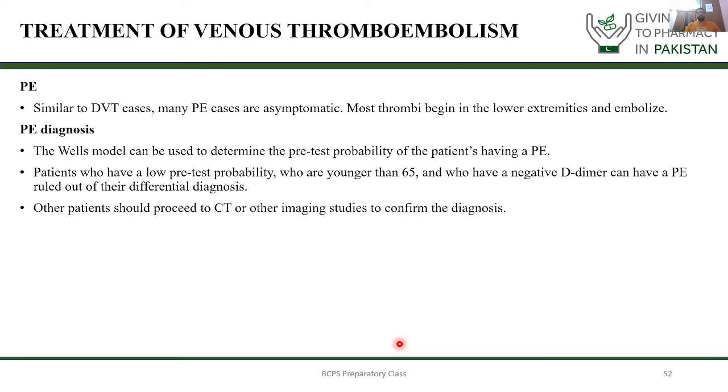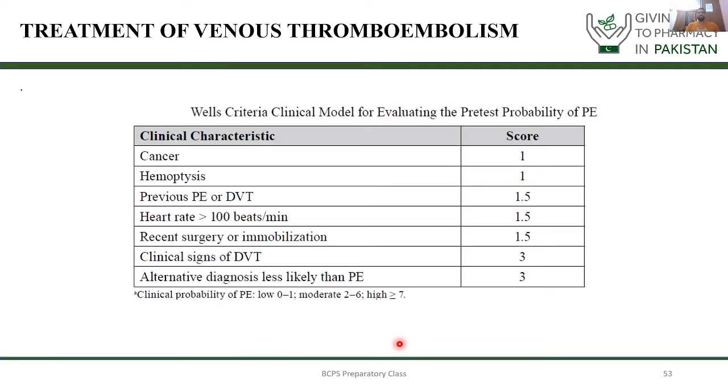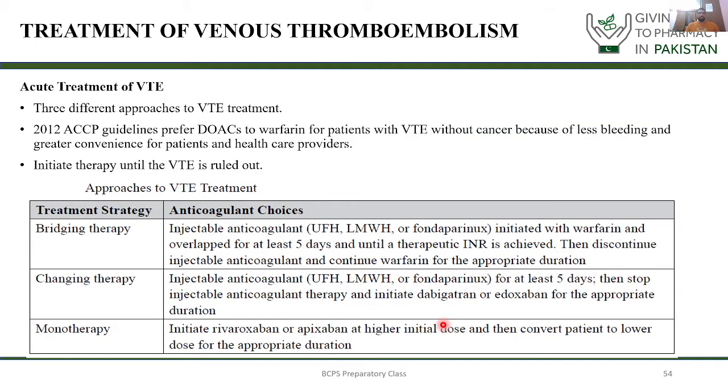Next, similarly for PE, we determine the test probability with the Wells criteria. The different factors in the Wells criteria are cancer, hemoptysis, previous PE or DVT, heart rate, and recent surgery. Each factor has different points. We calculate the points and the risk stratification for each patient: 0 to 1 is low, 2 to 6 is moderate, and 7 or more is high.